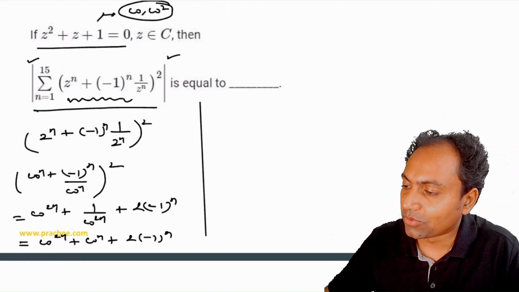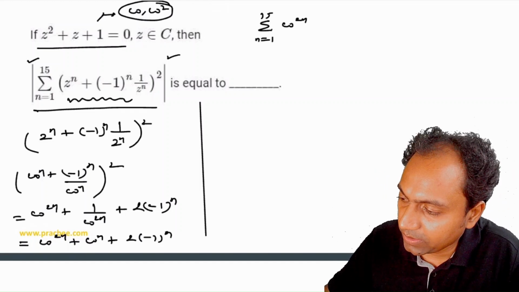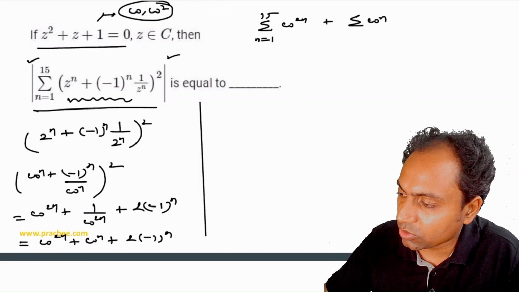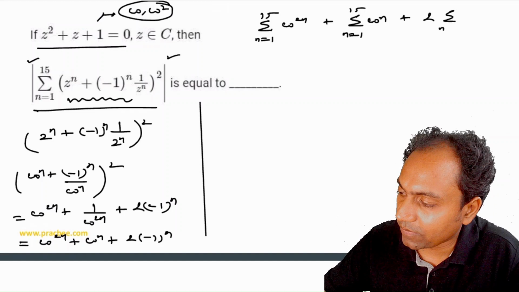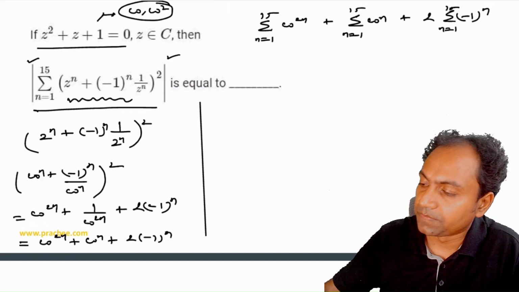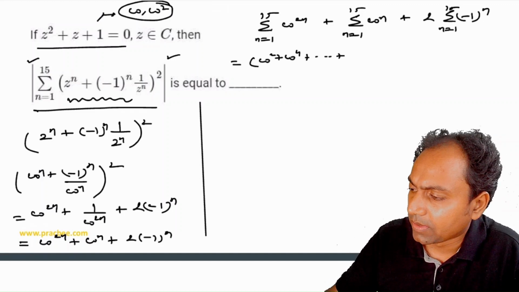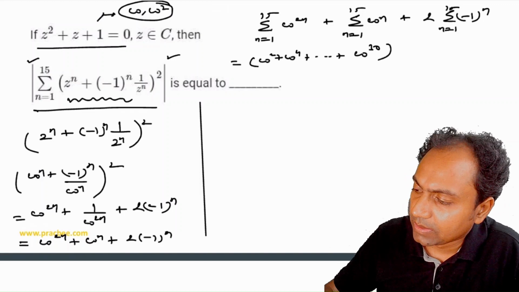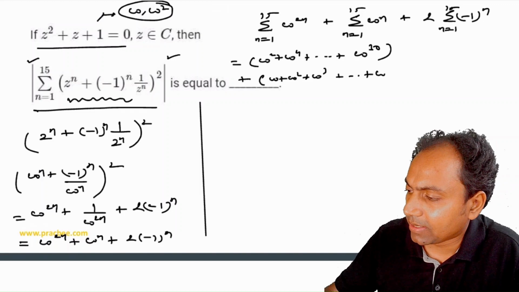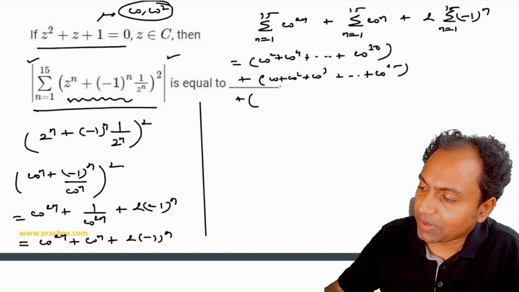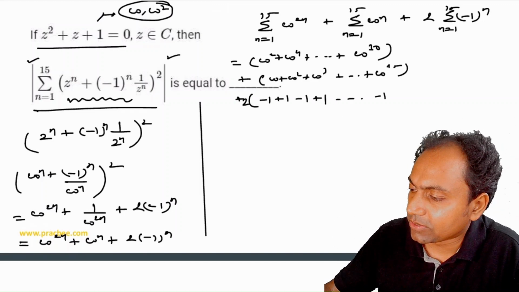If I apply the summation, you can see that it will become summation of omega raised to the power 2n from n equal to 1 to 15. Then the second becomes summation of omega raised to the power n, n is equal to 1 to 15. And the last part is 2 into summation of n is equal to 1 to 15 of minus 1 raised to the power n. So if you write this out, it is nothing but omega square plus omega raised to the power 4 up till omega raised to the power 30. The second part becomes omega plus omega square plus omega cube, and again up till omega raised to the power 15. And the last part, if you write, will become 2 times minus 1 plus 1 minus 1 plus 1 and up till minus 1.